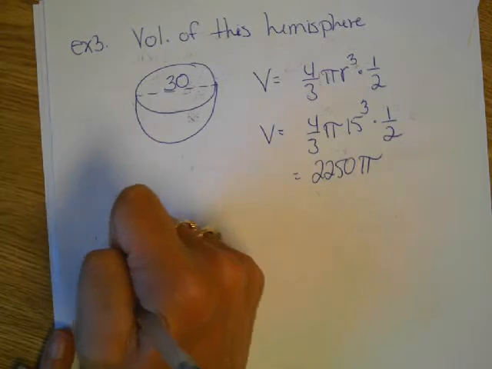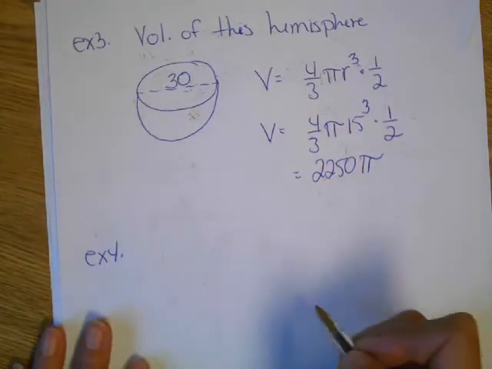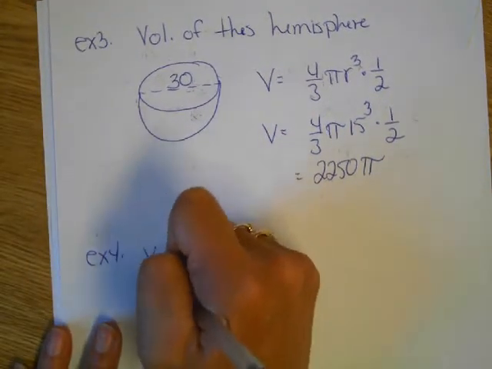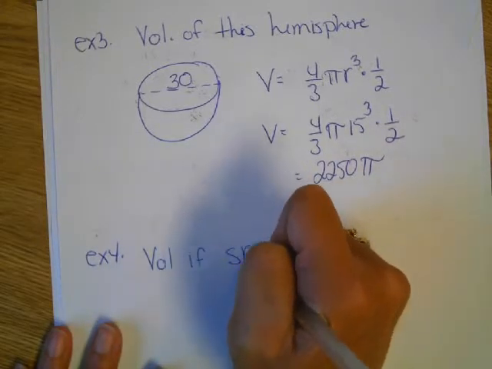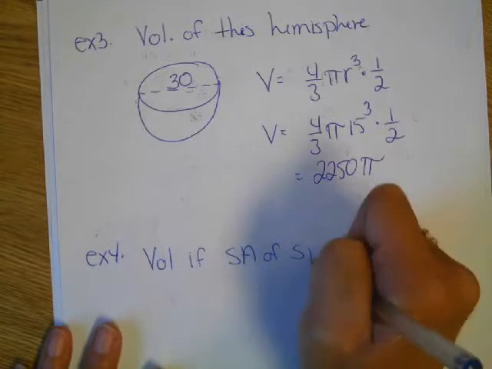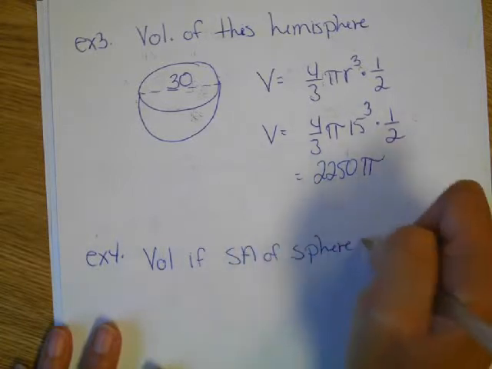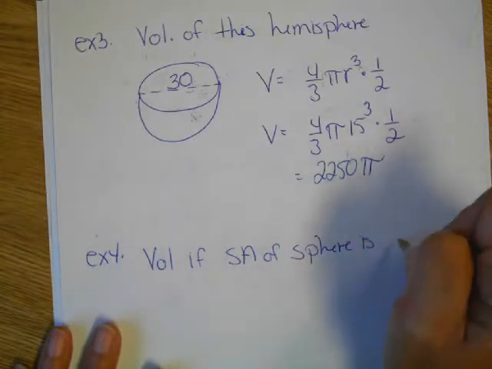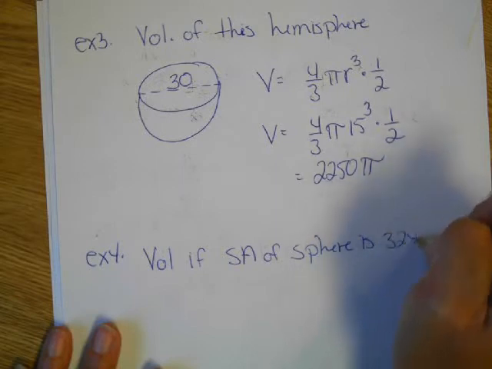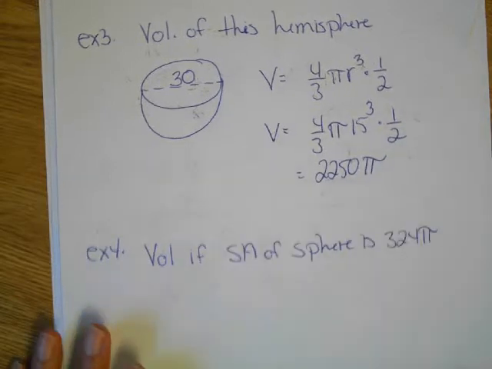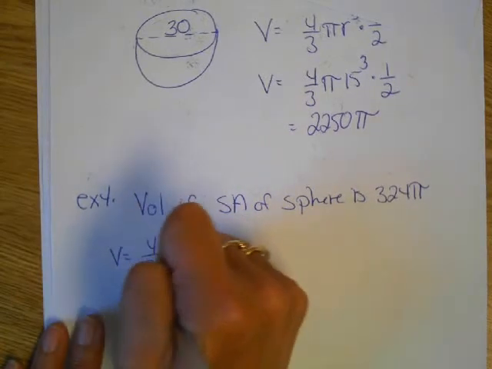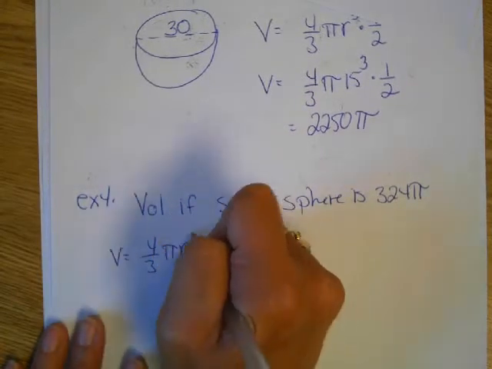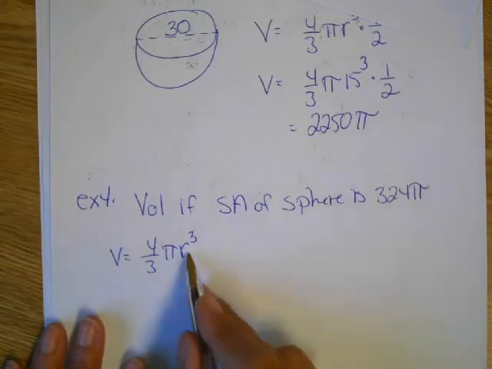Okay, number 4. Can you find the volume if the surface area of the sphere is 324 pi? Well, for volume, we need to know the radius.